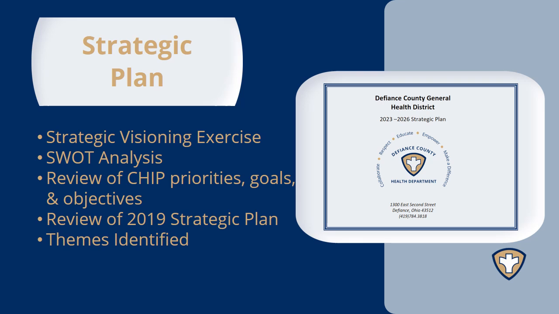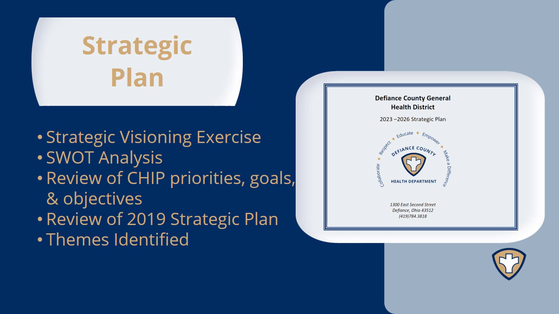This strategic plan, which spans the years 2023 to 2026, began with a strategic visioning exercise that was completed by health department leadership. Based on that, health department leadership brought common themes to all staff, and all staff participated in a SWOT, or strength, weakness, opportunity, and threats analysis, identifying any of those areas at the health department that we feel are strengths, weaknesses, opportunities, or threats, and could help to inform our strategic plan.